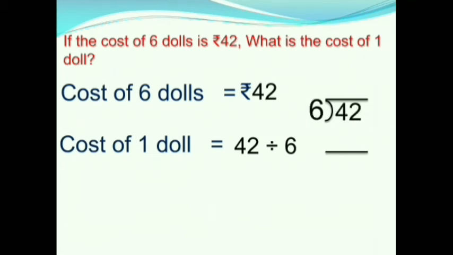In 6 ones are tables. Where do we get 42? Yes, 6 sevens are 42. Write 7 in quotient place, 42 below the 42. Now we should subtract 42 from 42. 42 minus 42, 0. Therefore, the cost of 1 doll is 7 rupees.